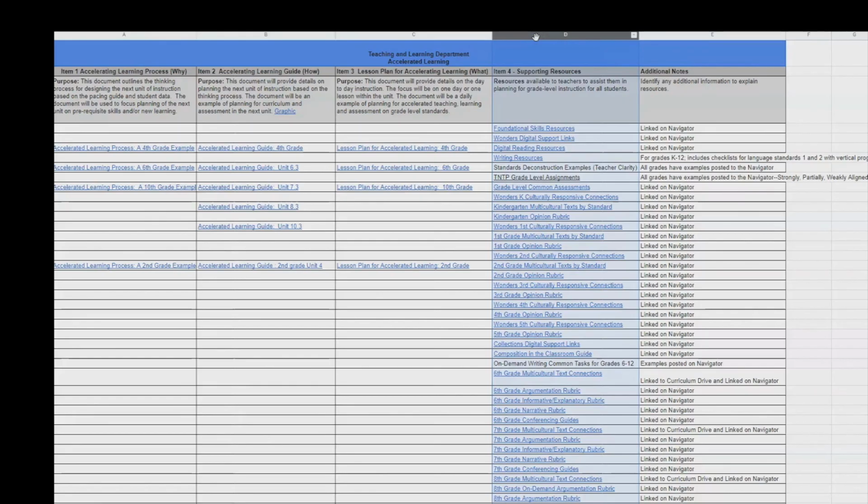Other supporting documents, such as rubrics, T&TP grade level assignments, conferencing guides, digital reading resources, and multicultural text connections are found in the toolkit. These documents have also been linked to the Navigator for easy access. In closing, we want to reinforce that these tools are optional. They are simply a resource for teachers or teams of teachers to use as they make the important decisions about what should be taught in the valuable time that we have with students.